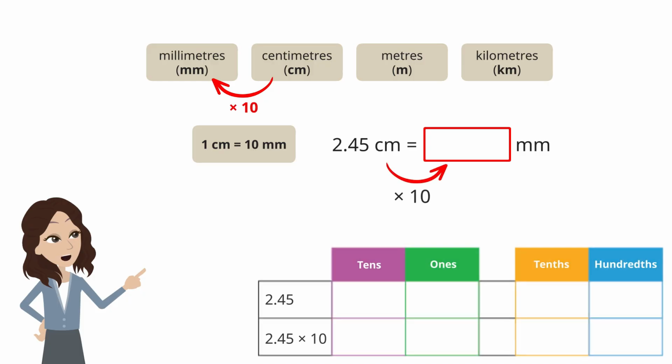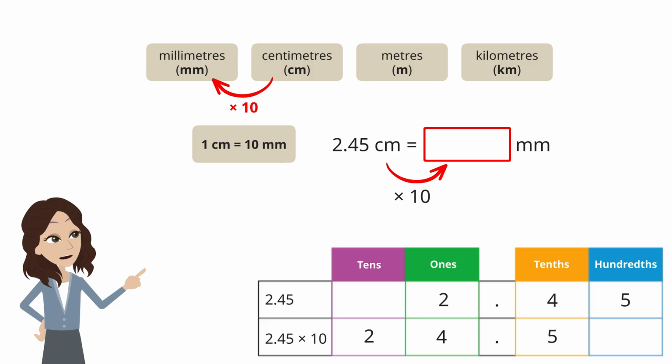We can use a place value chart to help us multiply. When we multiply by 10, each digit shifts one place value to the left. The digit 2 shifts from the ones place to the tens place. The digit 4 shifts from the tens place to the ones place. The digit 5 shifts from the hundreds place to the tens place.